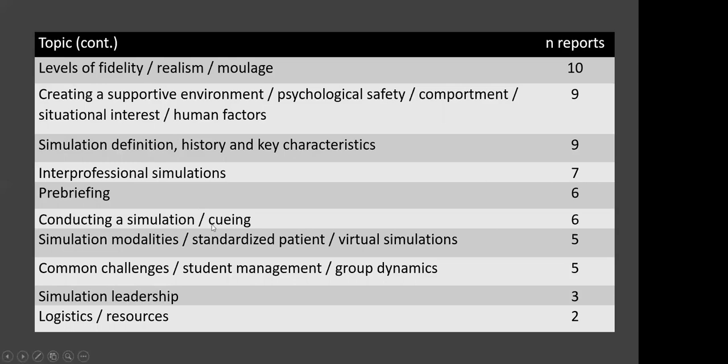How do you conduct a simulation? How do you provide cues? The different modalities, use of standardized patients, virtual simulations. Common challenges, student management, and group dynamics. There are 5 reports that had that embedded into training programs. And as those of us who've done simulations know, that's something we sometimes have to deal with frequently. Simulation leadership, and then logistical resources. So as you're thinking about developing training programs, these are what the literature says are common topics.